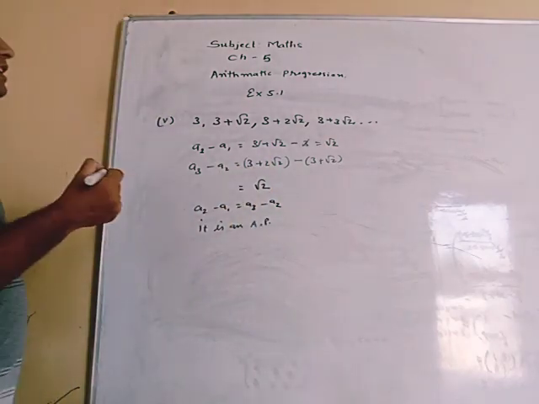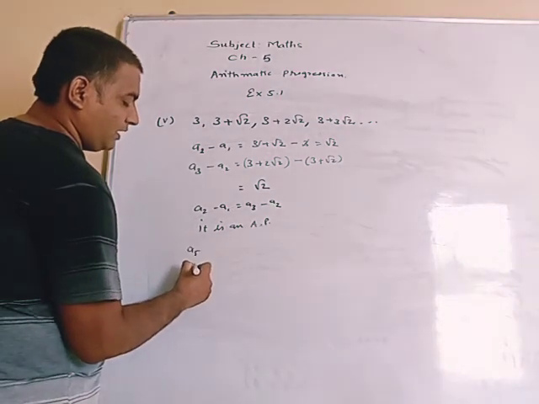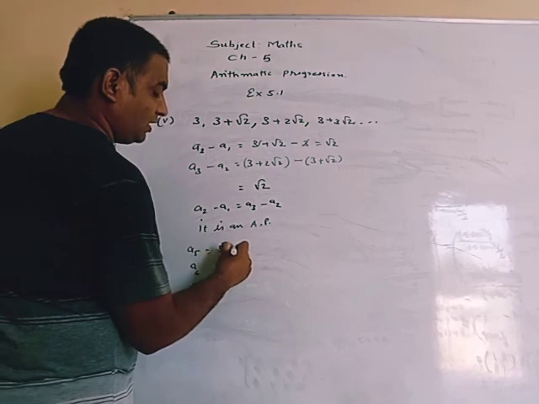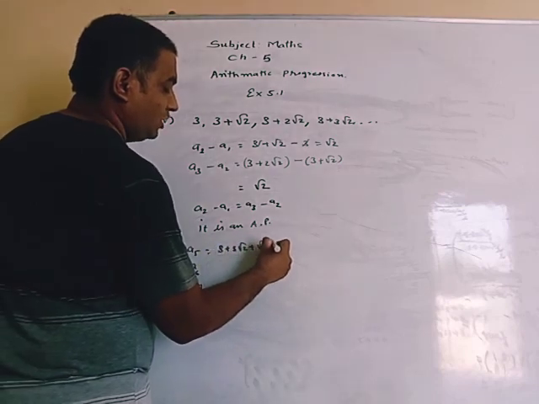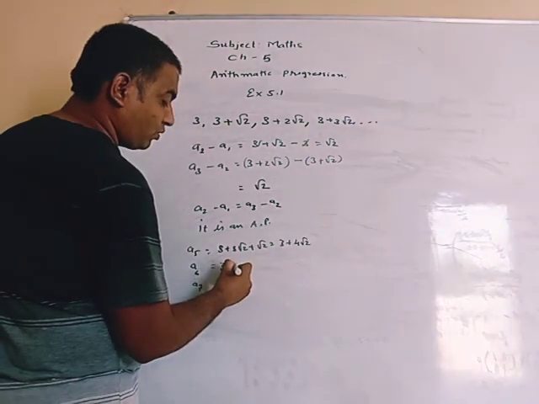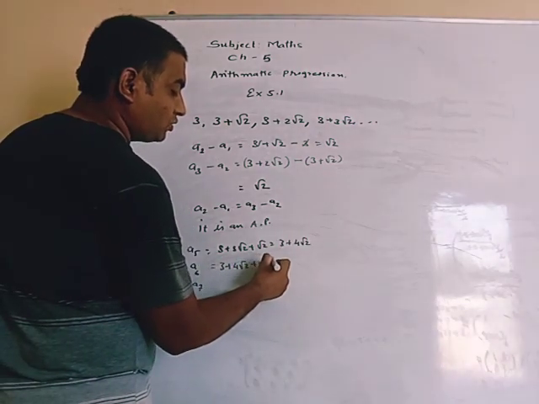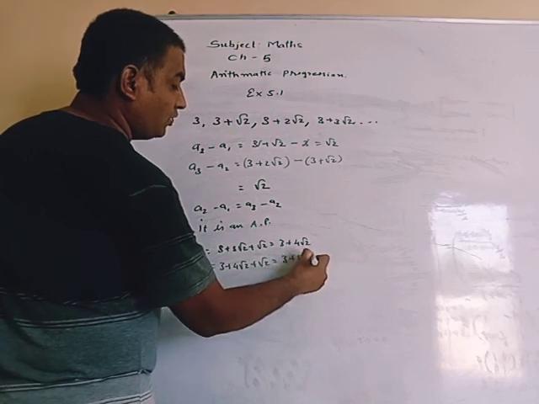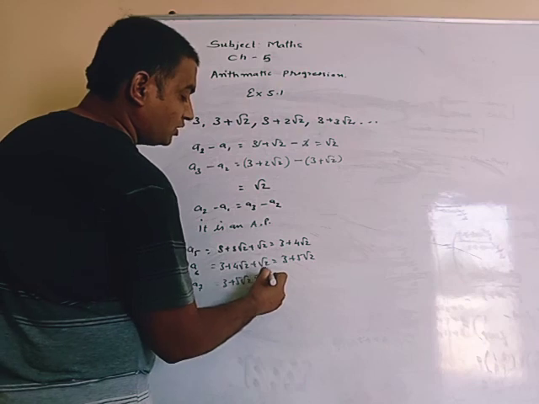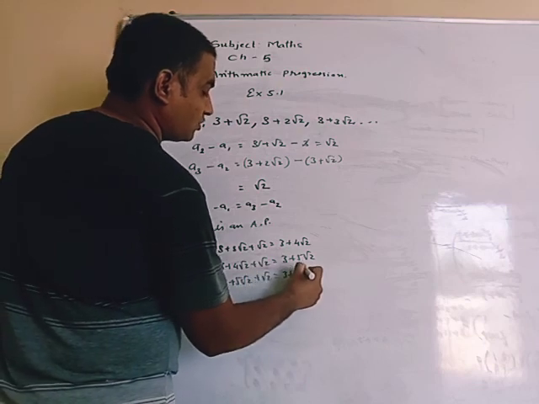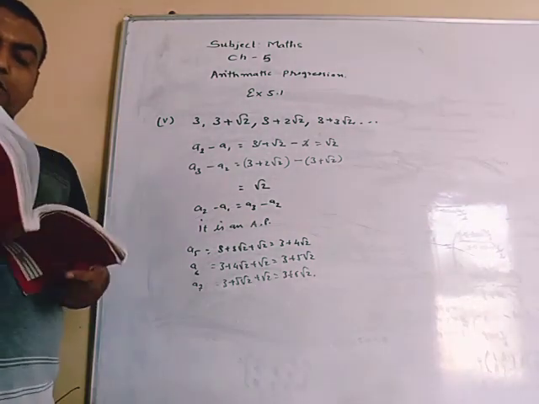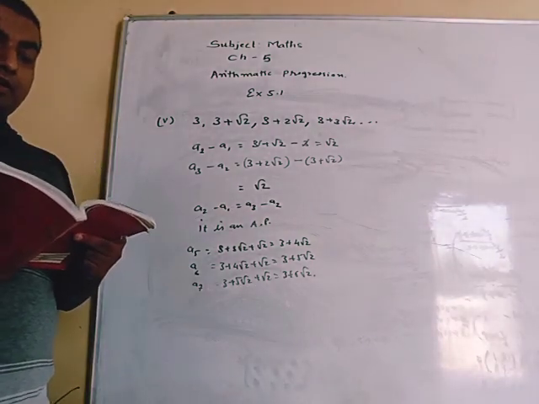So we write the next three terms, a5, a6, a7. Here 3 plus 4 root 2 is a4, and the difference is root 2, so a5 is 3 plus 5 root 2. Then adding the difference root 2, a6 is 3 plus 6 root 2, and a7 is 3 plus 7 root 2. So like this, in the next questions you all can solve and complete the exercise.